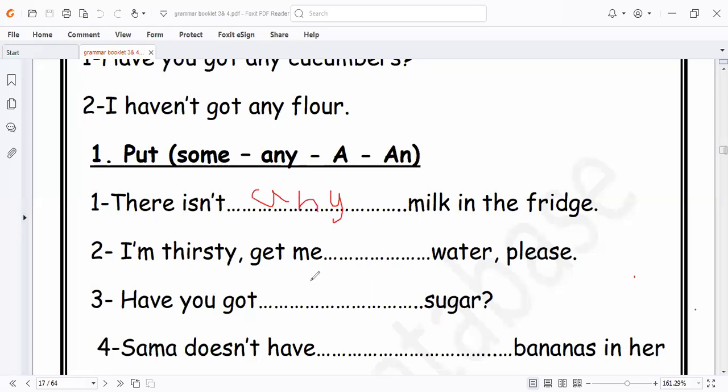Get me some water, please. So here some is used for what? Used for positive sentences, for requests, and for offers. So some has three uses: in positive form, in requests, like this one, and in offers. Okay.